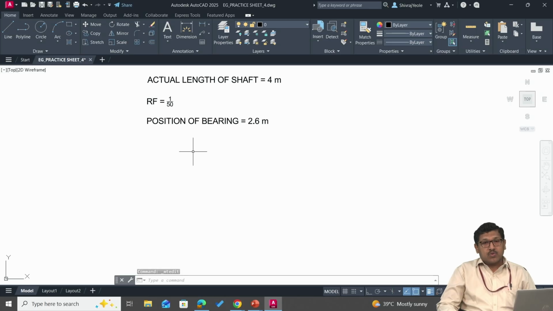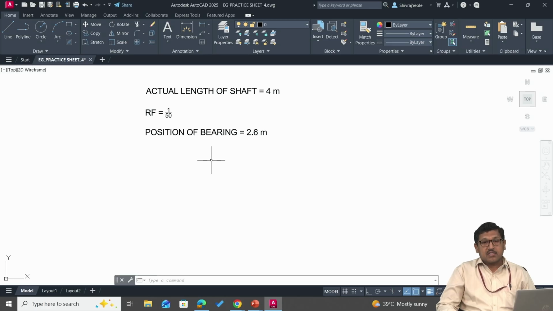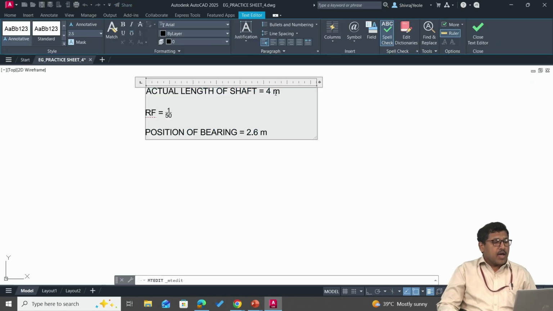Now if you go back to the steps involved in the construction of plane scales, the very first step says we need to calculate the representative fraction. In this problem, the representative fraction is already given, so we did not calculate it. The second step says we need to convert the maximum length into its smallest division. Here we have been given 4 meters as the actual length of shaft. So this will convert into millimeters. 1 meter is nothing but 1000 millimeters, so we'll multiply this by 1000.